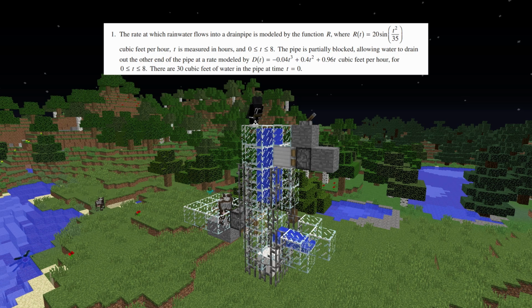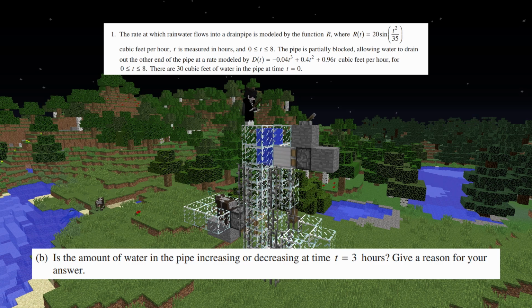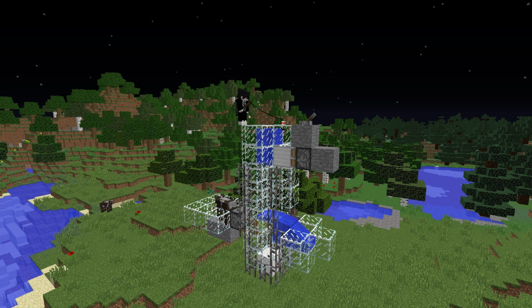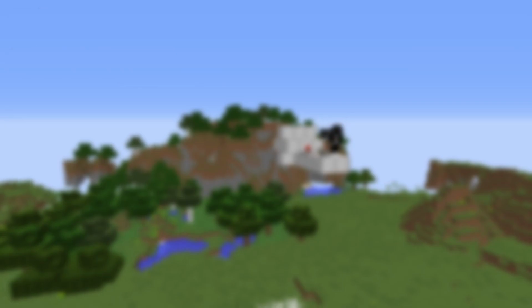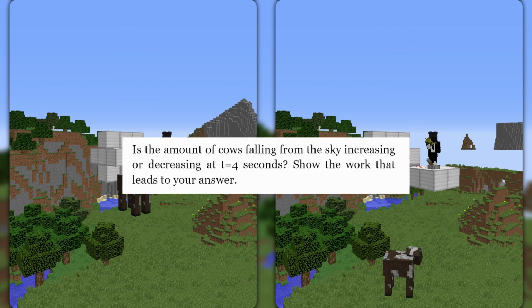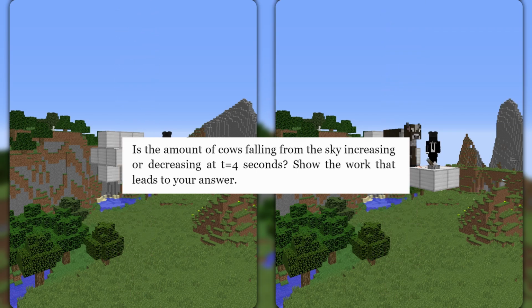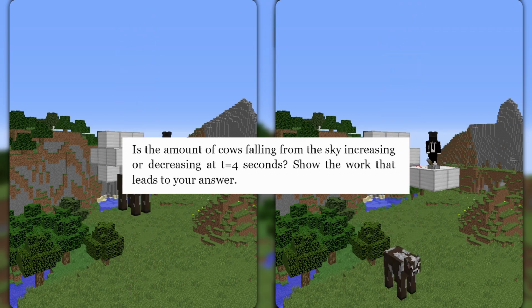Another example is on the 2015 AP Calculus exam, students were given the rate at which rainwater flowed into a drain pipe. They were then asked, is the amount of water in the pipe increasing or decreasing at time t equals 3 hours? Give a reason for your answer. This problem shows up time and time again, so let's apply this to our cow situation. Here's a question the AP exam would most likely ask. Is the amount of cows falling from the sky increasing or decreasing at t equals 4 seconds? Show the work that leads to your answer.